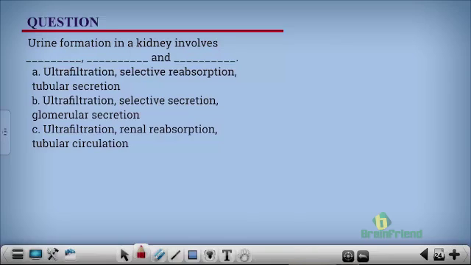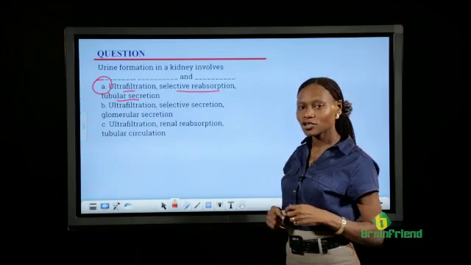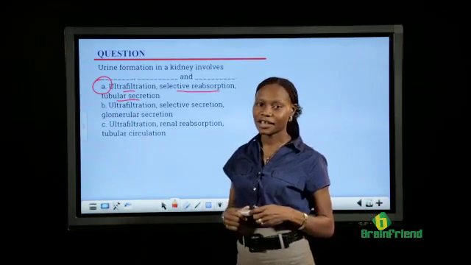The correct answer here is ultrafiltration, selective reabsorption, and tubular secretion. A. We've come to the very end of today's class. Thank you for listening.